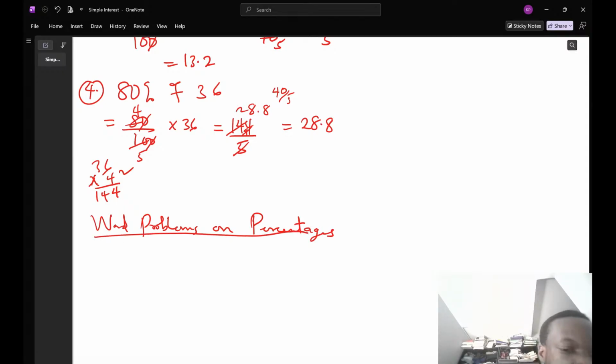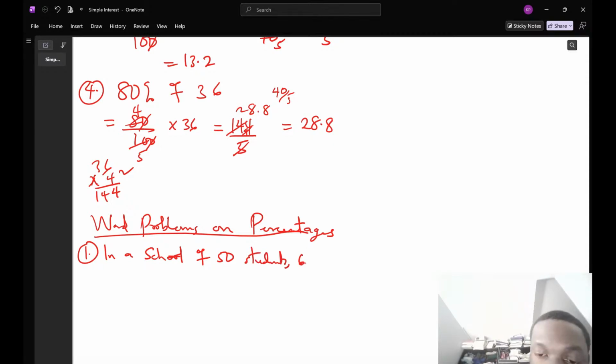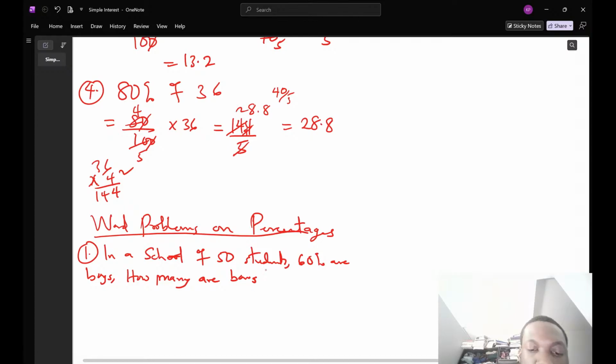So the question says, number 1, in a school of 50 students, 60% are boys. How many are boys? So it says in a school of 50 students, 60% are boys. Now it says how many are boys?